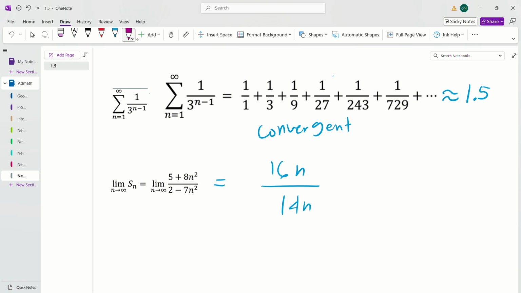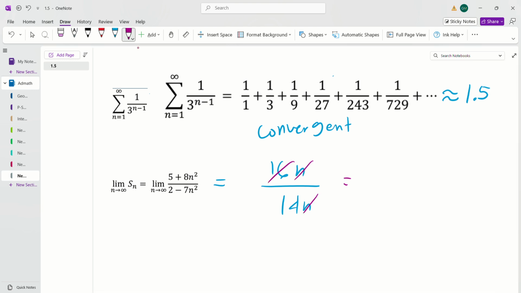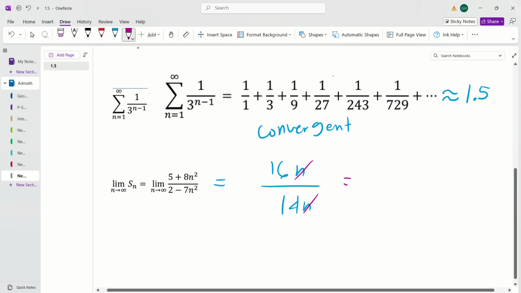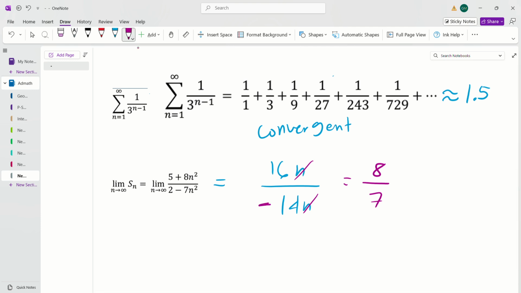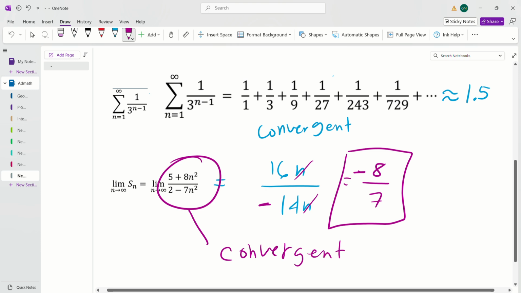simplify. We just simplify, so cancel this one, so this becomes what? If you simplify this, actually the answer is 8 over 7. By the way, it's negative. I forgot this. It should be negative 14n. So the answer is this one. This is the limit. And since there is a limit, therefore, this expression or this series is convergent.